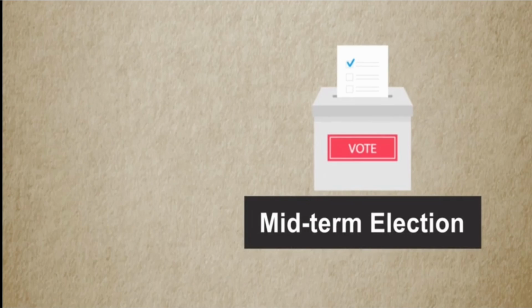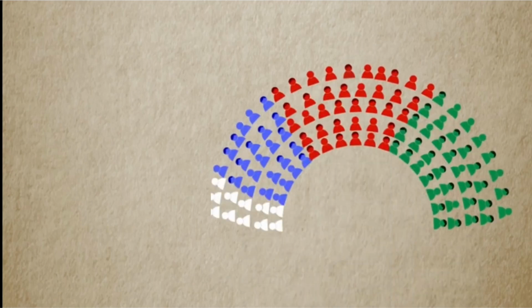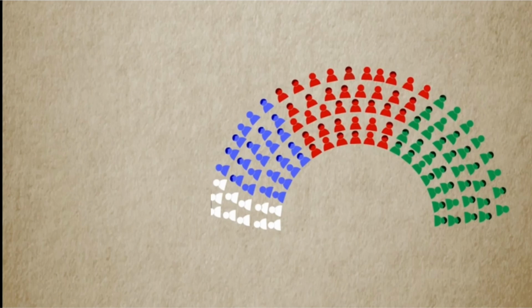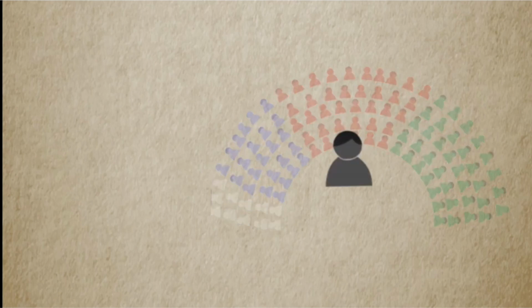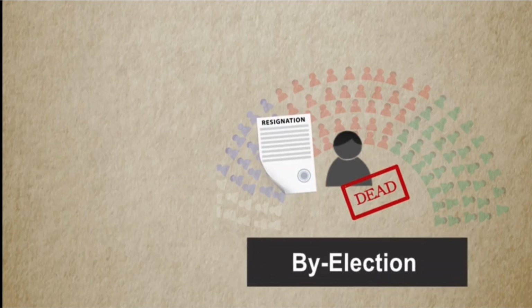Such an election is called a midterm election. At times, apart from the elected member, an election may need to be held for a single constituency due to the untimely death or resignation of an elected member. The election carried out to fill this vacancy is known as a by-election.